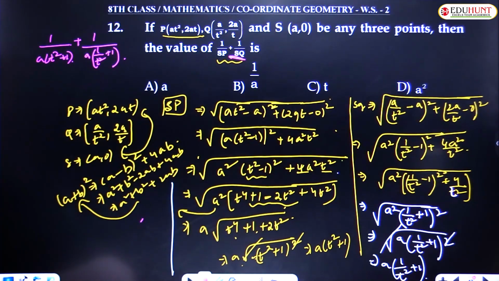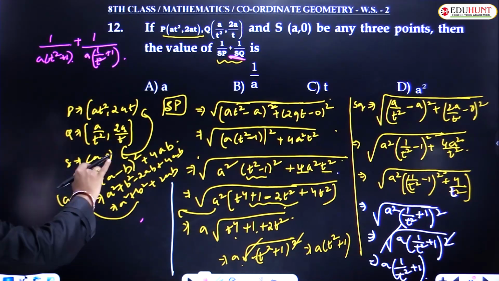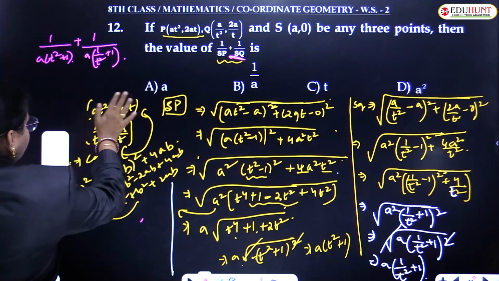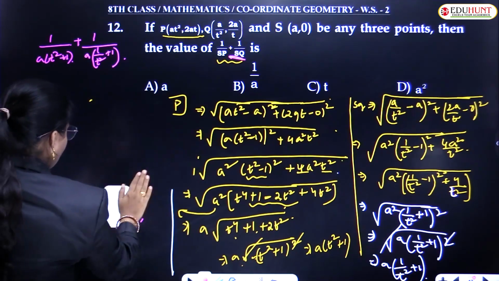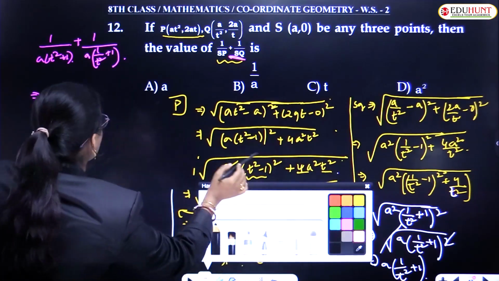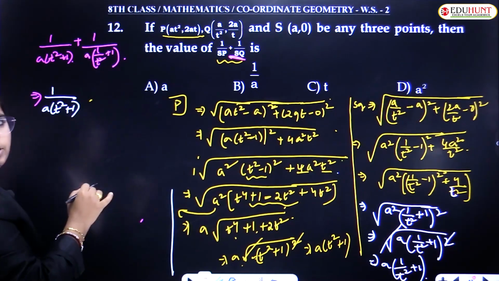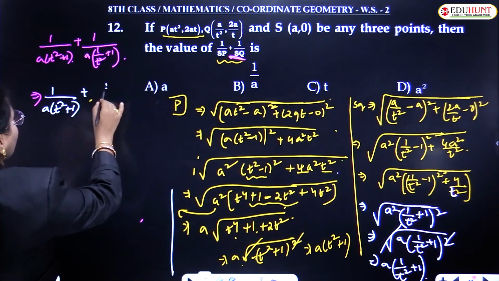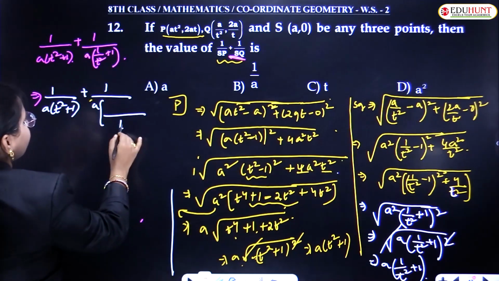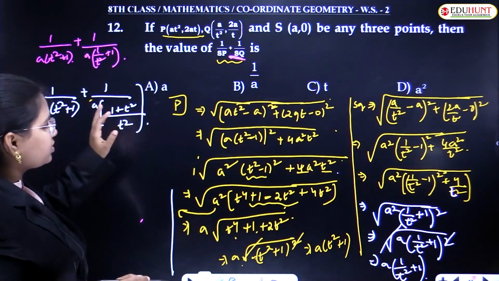Just observe a simple calculation. Tell me. Take out the LCM of this. Take out the LCM. So what will you be left over with? The LCM this time was 1 by a into t square plus 1, a into t square plus 1, plus 1 by a into, take t square as LCM, this will become 1 plus t square. Correct? A into 1 plus t square by t square.